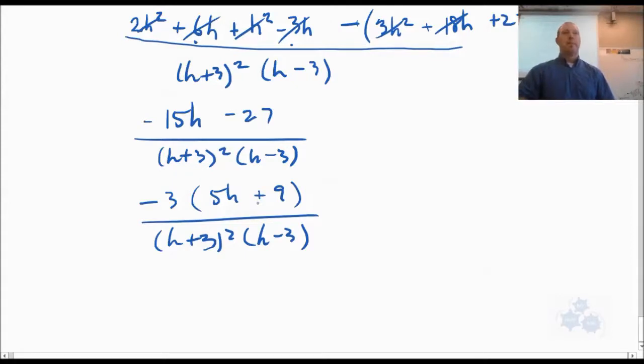And then they just wrote out the h + 3 twice instead of putting the squared there? Yeah, well, that's just silly. Sorry. It's a silly textbook. Yeah, you can do that as well. That's not incorrect.